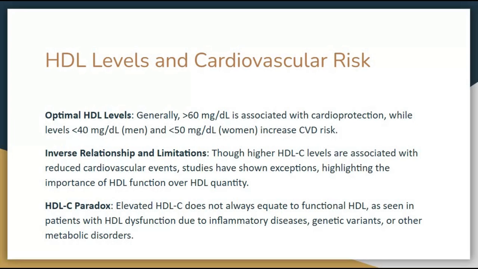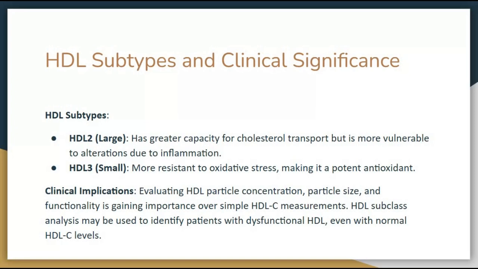This functional aspect has given rise to what some term the HDL-C paradox, where higher HDL-C doesn't necessarily translate into cardioprotection, especially in patients with dysfunctional HDL due to factors like chronic inflammation. Adding to this complexity, HDL exists in subtypes, primarily HDL2 and HDL3, with different roles. HDL2 is larger, efficient at cholesterol transport, but more vulnerable to inflammatory alterations, whereas HDL3 is smaller with enhanced antioxidant functions. Understanding these subtypes is clinically significant, as patients with normal HDL-C levels may still be at risk if they have dysfunctional HDL or an unfavorable balance of HDL2 and HDL3 particles.